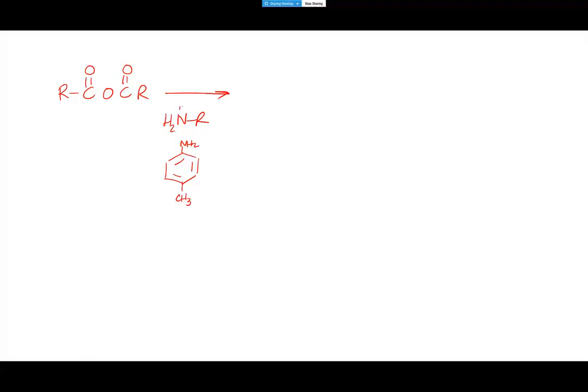But what would my mechanism be? We'll just do it with a generic NR2. So first step in the mechanism. What attacks the carbonyl? Okay, so nitrogen attacks the carbonyl. Does it matter which one? Ideally, these are symmetrical. If they were unsymmetrical, if the two R groups were different, then I would get two different products. But I like to use symmetrical anhydrides.